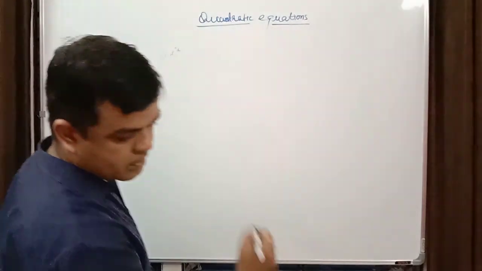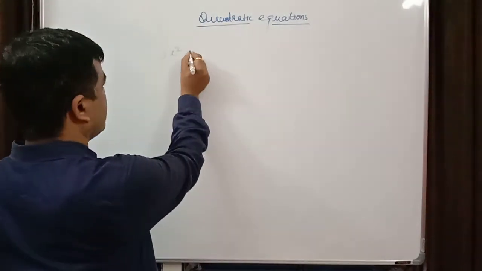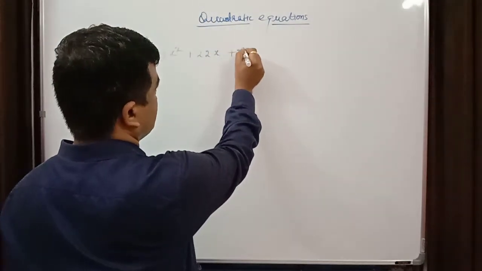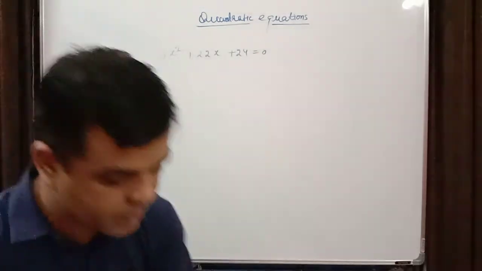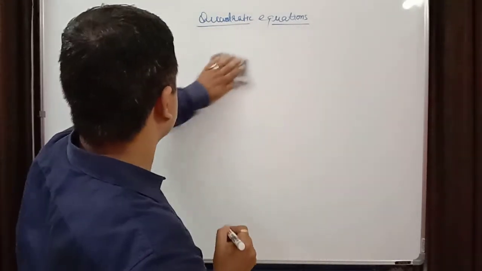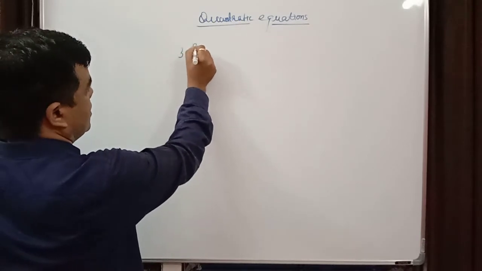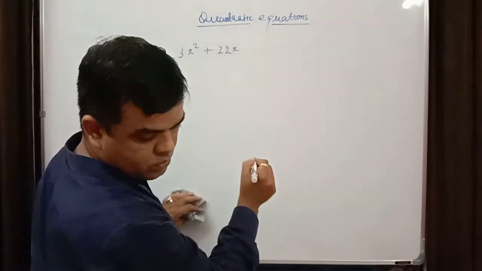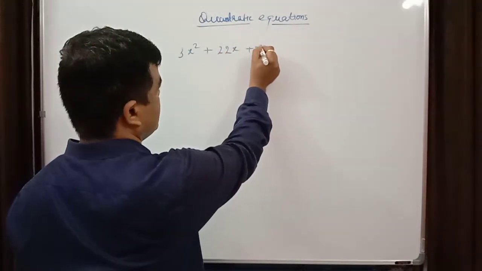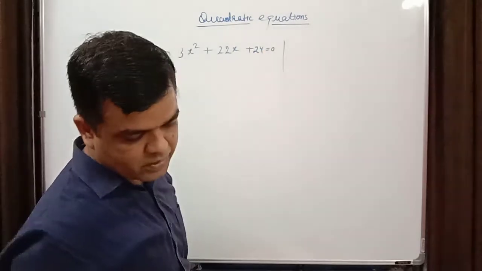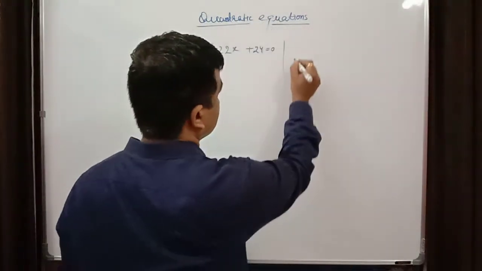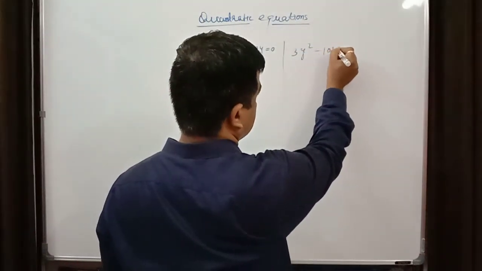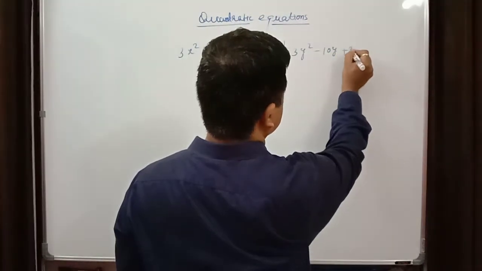3x square plus 22x plus 24 is equal to 0. I think this is not visible. 3x square plus 22x plus 24 is equal to 0. This is one equation. Another equation is 3y square minus 10y plus 3 is equal to 0.